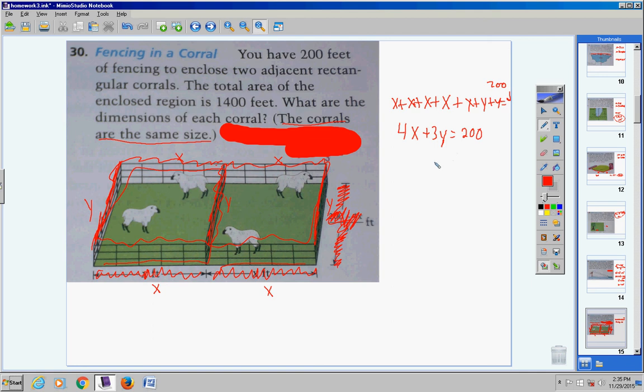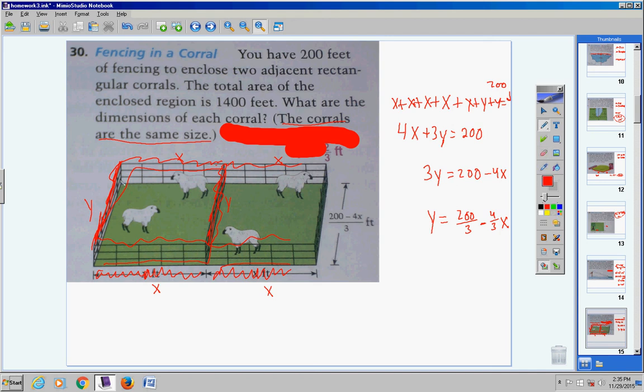Now I want to get y by itself so I can rewrite my y's with something else. So I'm going to bring the 4x over and make it a negative 4x. Now divide both sides by 3, and you end up with 200 over 3 minus 4/3 x. Now that's, by the way, the exact same thing as 200 minus 4x all over 3. Trust me, you'll see. We'll get the right answer.